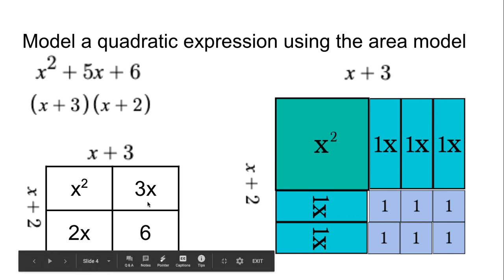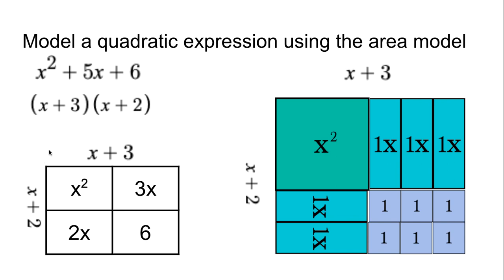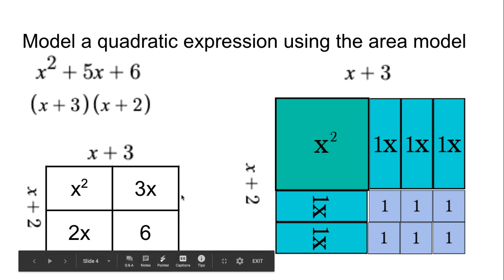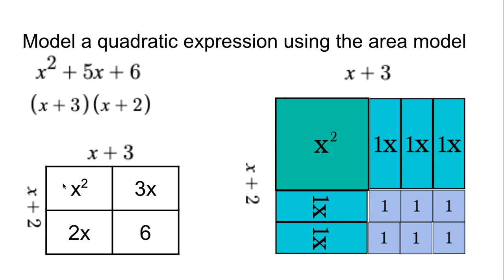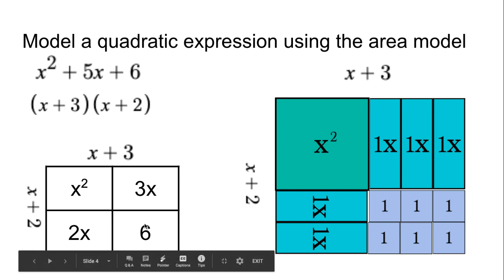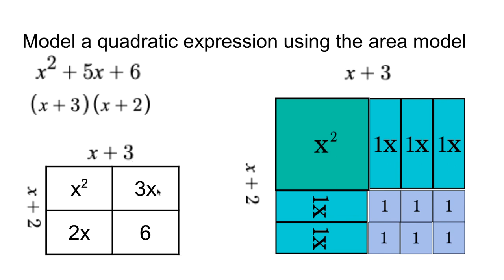So I call this a generic rectangle. So rather than drawing every single little tile, I can just represent this really colorful rectangle in this more simple rectangle. And like I said, I call that the generic rectangle. Same information though. Here's my x squared. These are my 3 x's and my 2 x's, and then my 6's are down here in the corner. And you should see that each of the elements on the outside multiply to make the area that I've labeled on the inside.